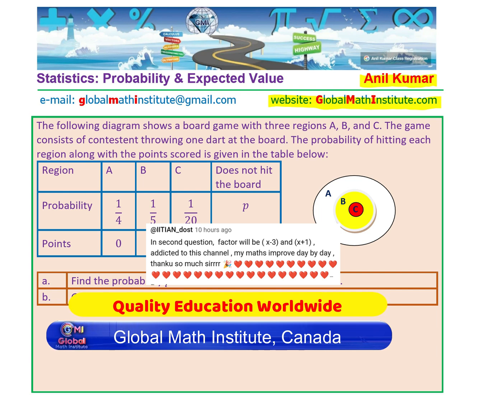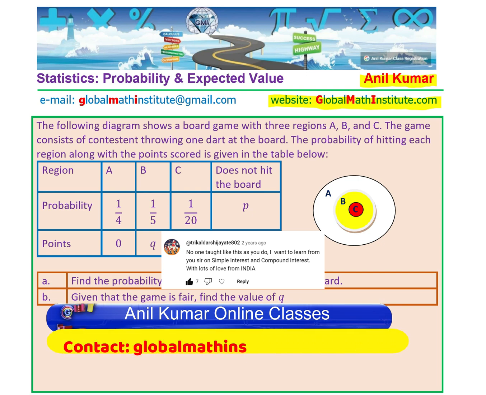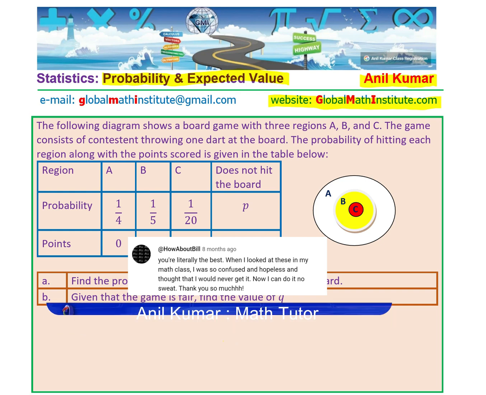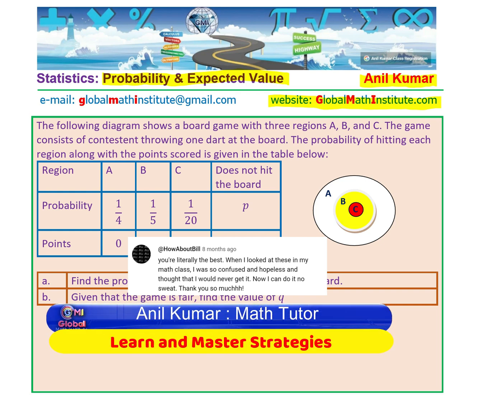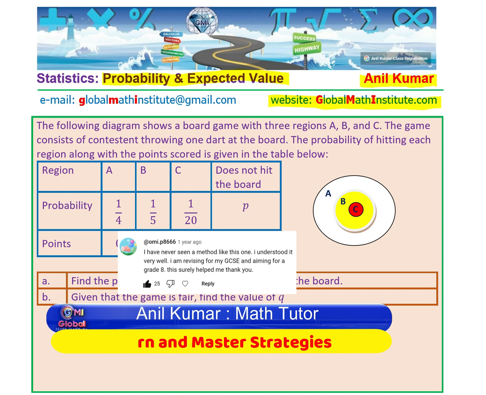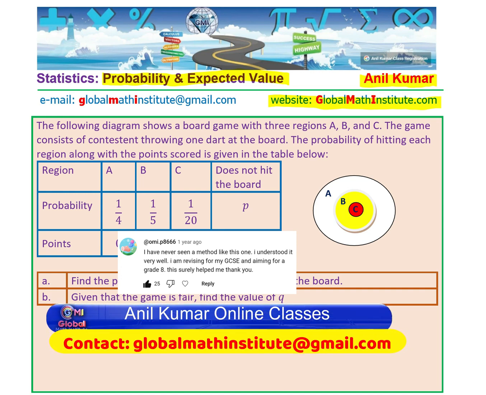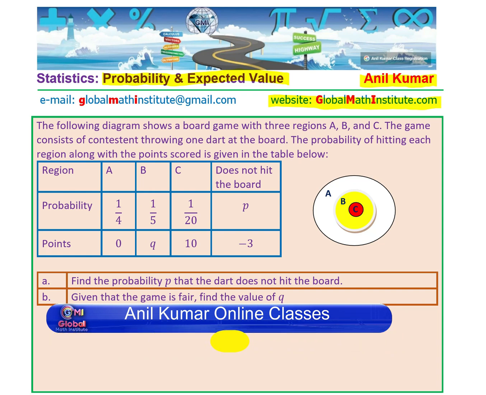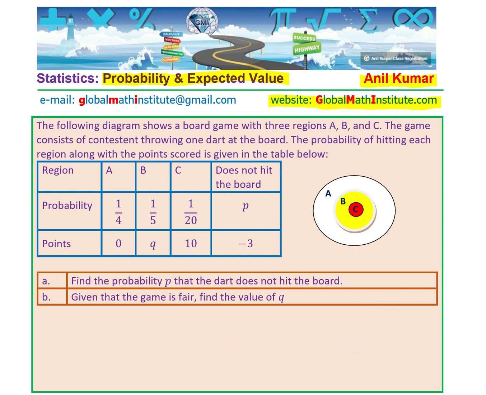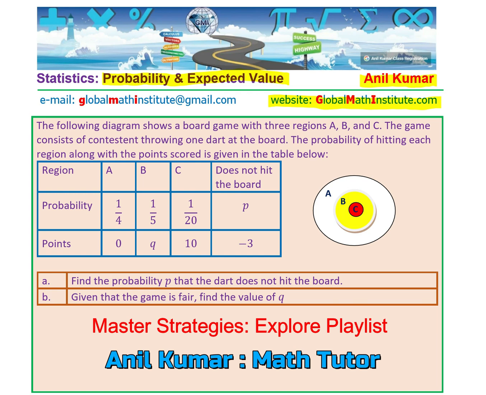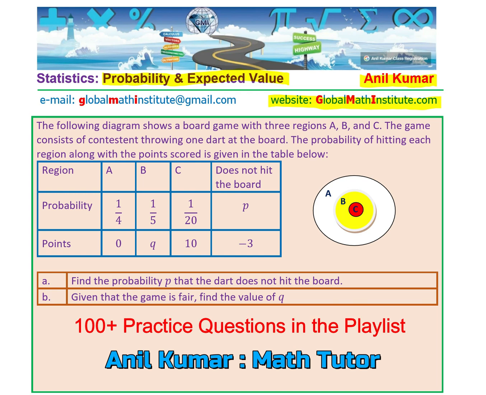In this video, we are going to share with you a very interesting question based on probability and expected value. The following diagram shows a board game with three regions A, B, and C. The game consists of contestants throwing one dart at the board. The probability of hitting each region along with the points scored is given in the table below.